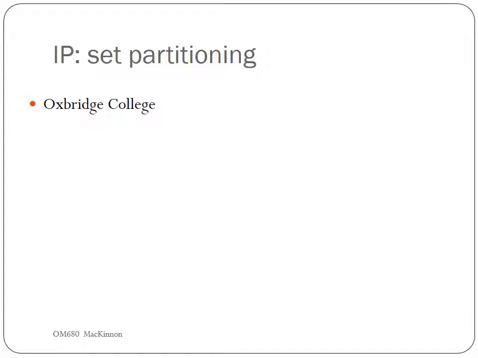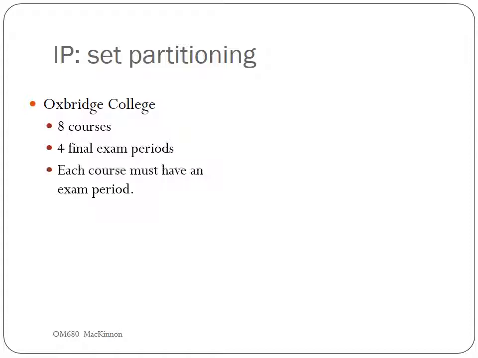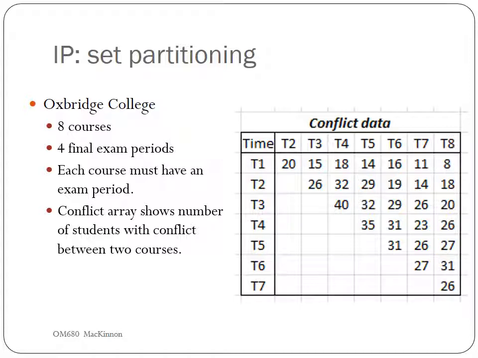This happens all the time in academia. So we have Oxbridge College. It has 8 courses and 4 final exam periods. All right. Each course must have an exam period. So the conflict array shows the number of students with conflicts between 2 courses. All right, and so this is data that you will have gotten from SAS or from your student administrative services, the registrar, that kind of thing. All right, so for example, between time T1 and T2, there are 20 conflicts.